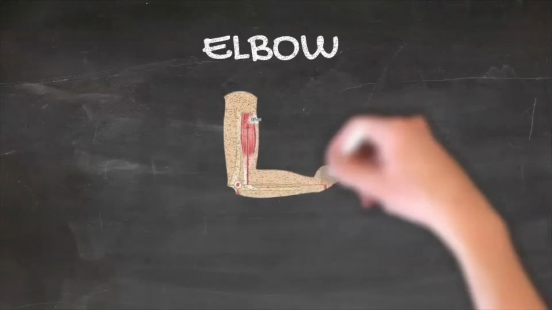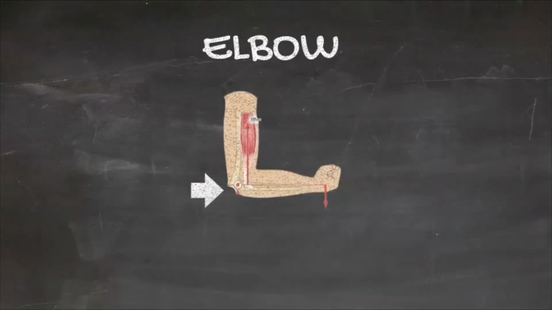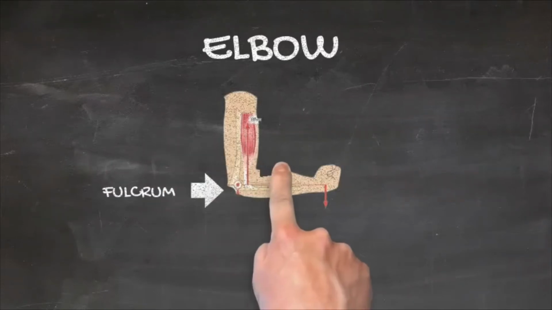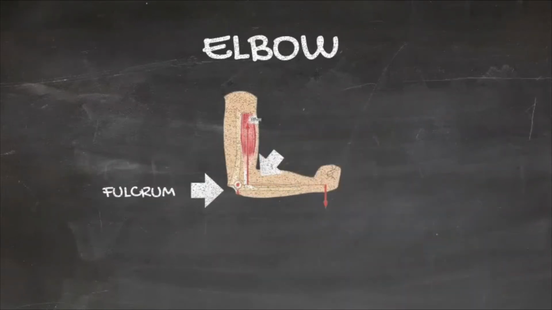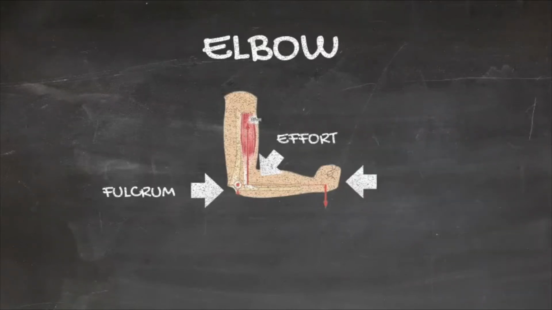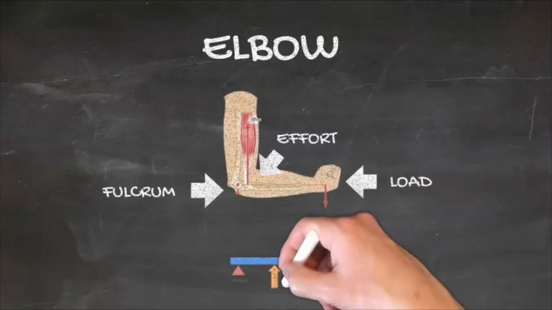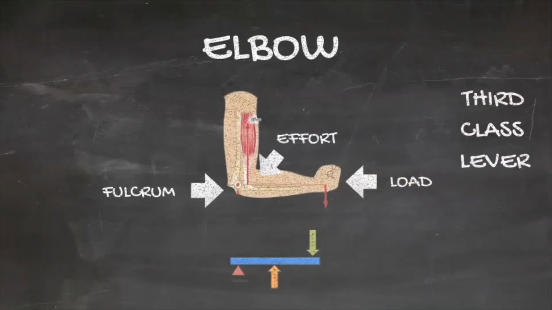The elbow is a joint that has a muscle that pulls up on the bone, where the elbow is the fulcrum, and the effort is where the muscle attaches to the bone, and the load is whatever you're lifting in your hand. So because the effort is actually in the middle, this is a third class lever.